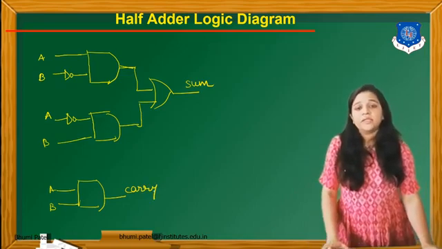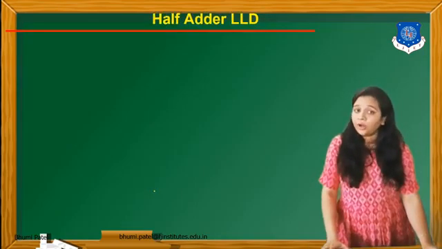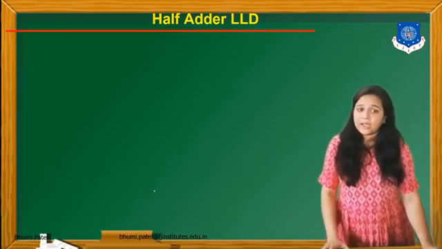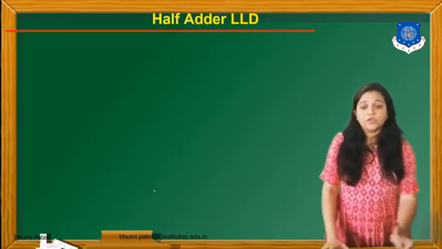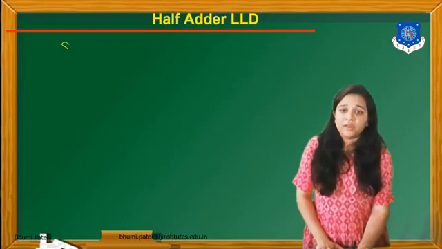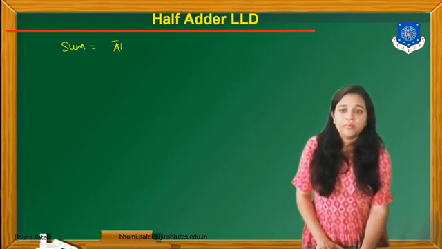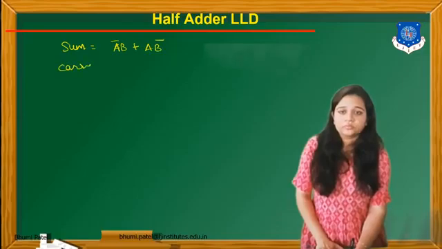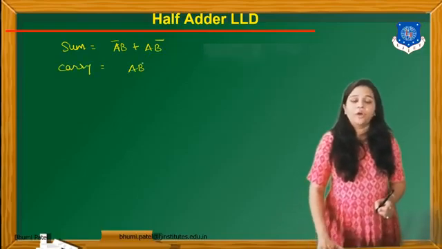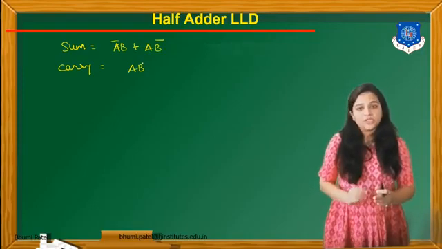Now our next target is we have to draw the ladder logic diagram using the equation. So what is the equation for this sum? We can write here sum is equal to A bar B plus AB bar, and the carry is equal to AB. So we can simply draw a half adder ladder logic diagram.